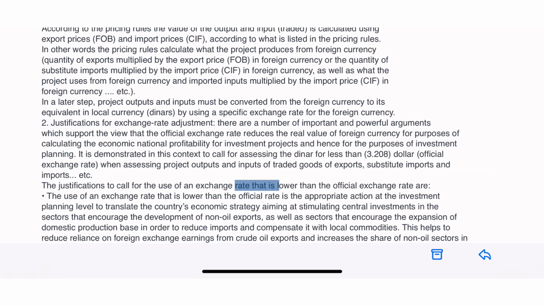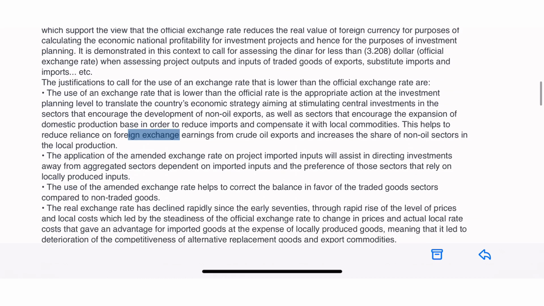The justifications to call for the use of an exchange rate that is lower than the official exchange rate are: the use of an exchange rate that is lower than the official rate is the appropriate action at the investment planning level to translate the country's economic strategy aiming at stimulating central investments in the sectors that encourage the development of non-oil exports, as well as sectors that encourage the expansion of the domestic production base in order to reduce imports and compensate it with local commodities.